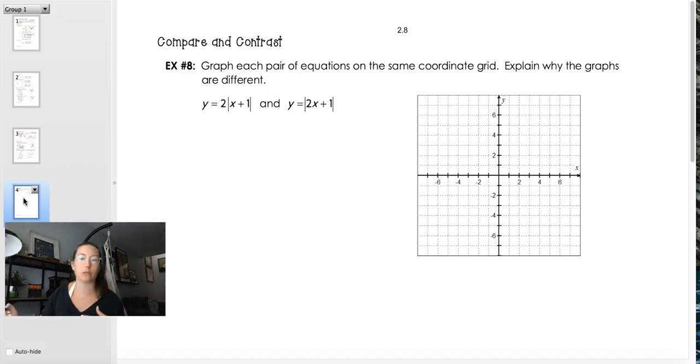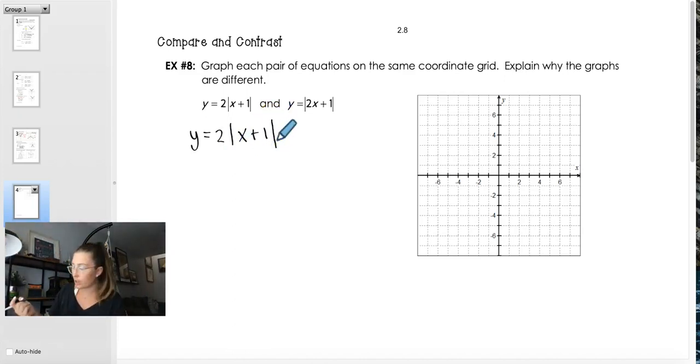So let's go ahead and do the first one. The first one is not new. We've been doing ones like this. You guys should be able to handle the first one. So we're going to get y equals 2x plus 1 absolute value.